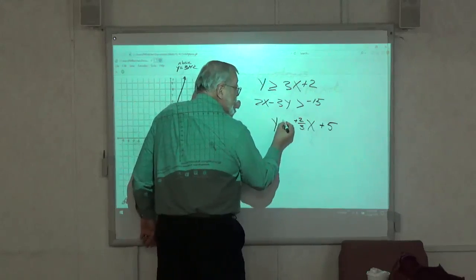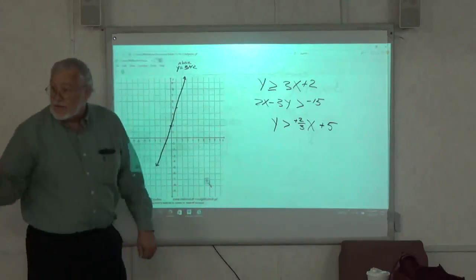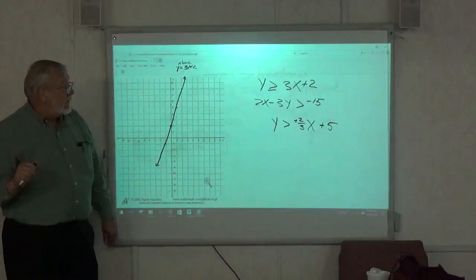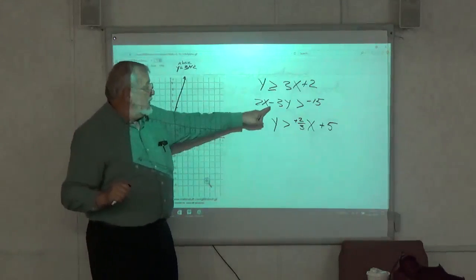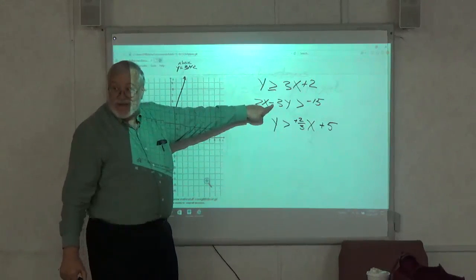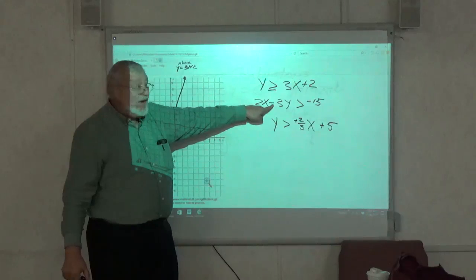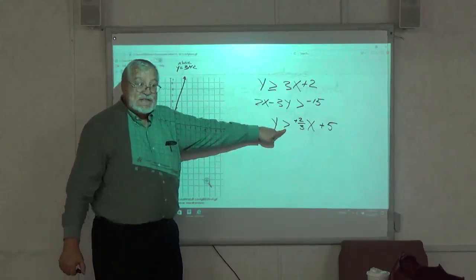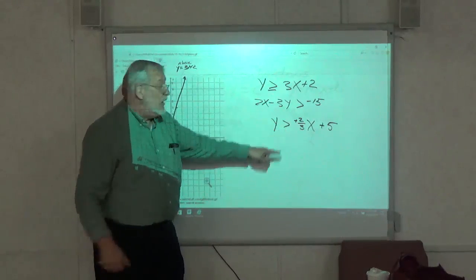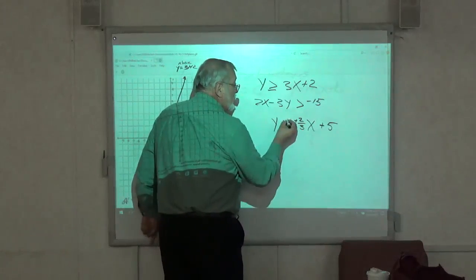Wouldn't you have to change the sign since you moved negative? Thank you. That was where I was going next. Okay, now, because you divide by a negative, is this sign correct? No, you have to reverse the sign.